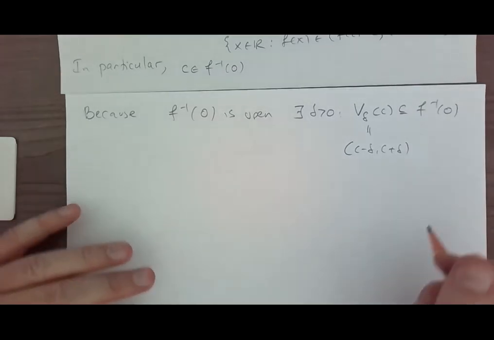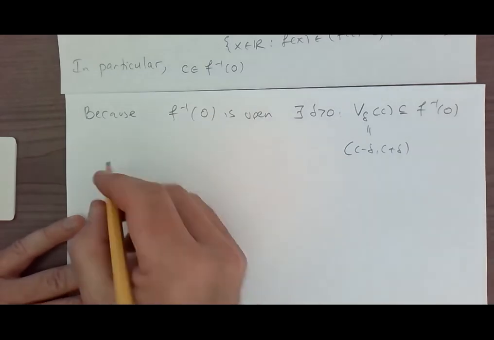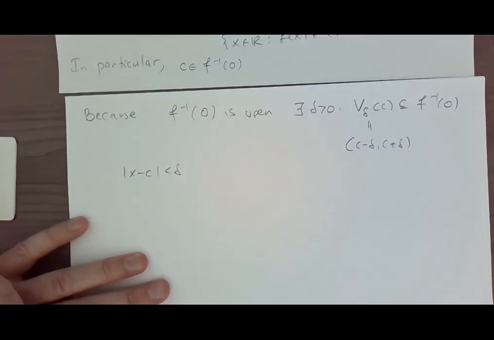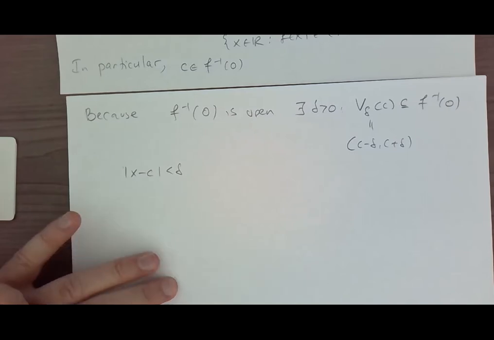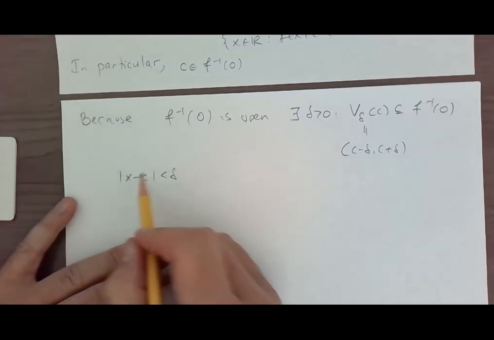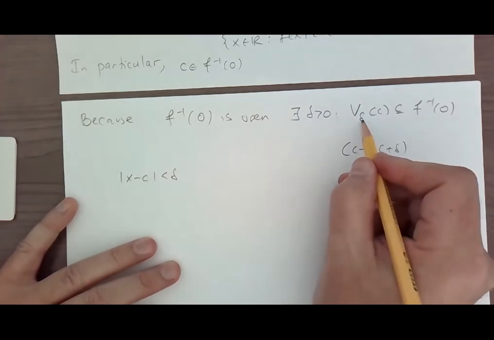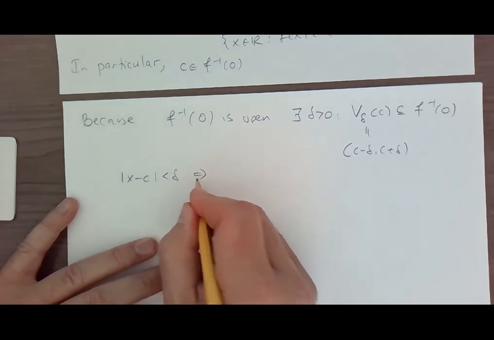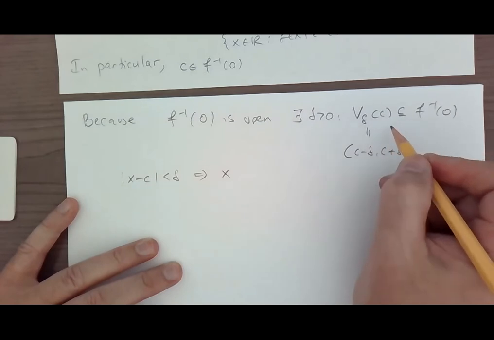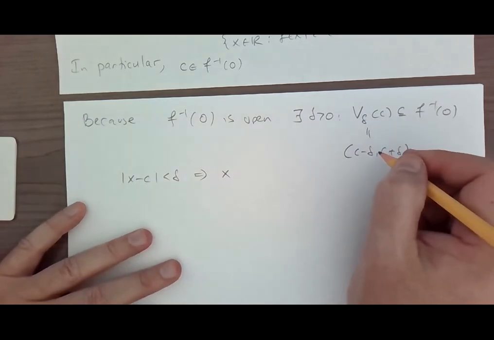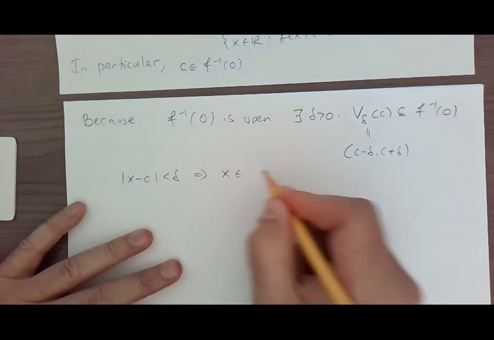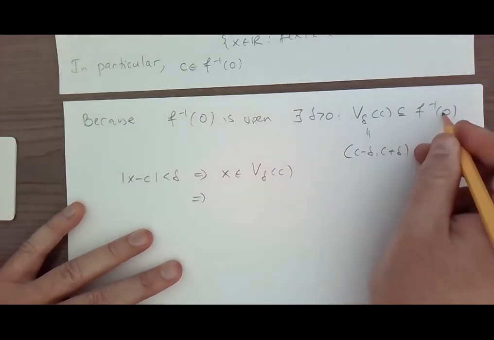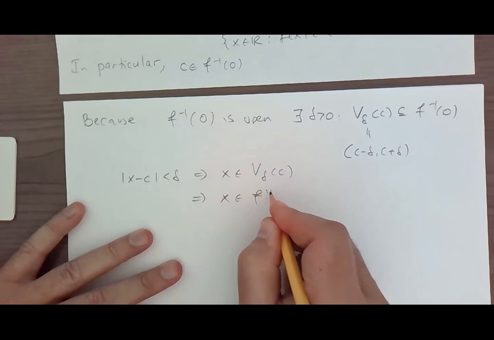So now what do we have? Well, if I let x be close to c, in the sense that the distance is less than delta, then x is going to belong to the ball. So this here implies that x belongs to the ball, because those are the points that are within delta from c. So x belongs to that ball, V delta of c. But then I'm inside the bigger one, so x belongs to f minus 1.